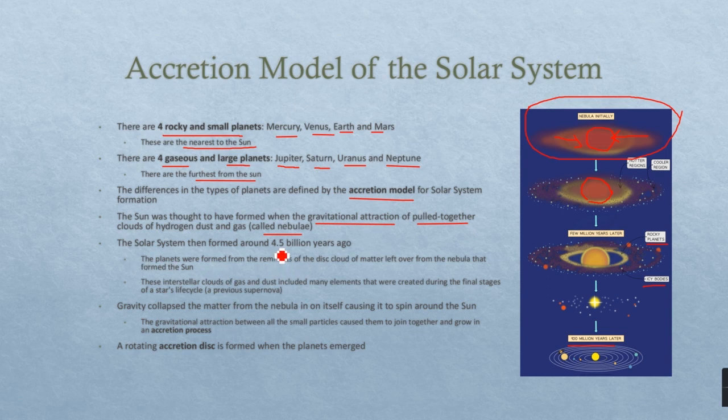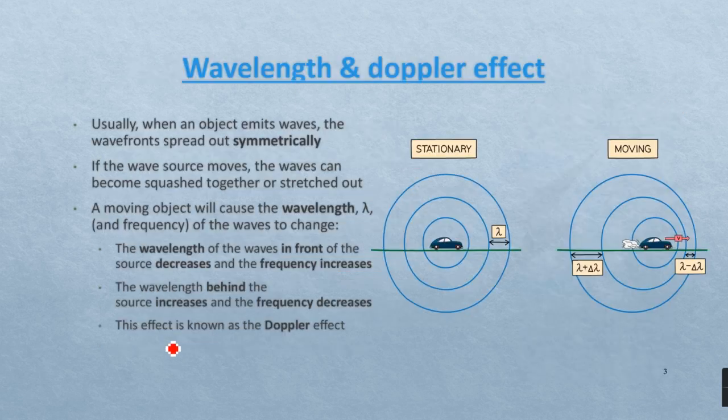Our solar system was formed around 4.5 billion years ago, and planets were formed from the remnants of that cloudy disk, the leftover of the nebula. Gravity basically collapsed the matter from the nebula on itself, causing it to spin in a disk around itself, and then forming the sun in the center of that disk. And this is called the accretion process, or accretion disk.